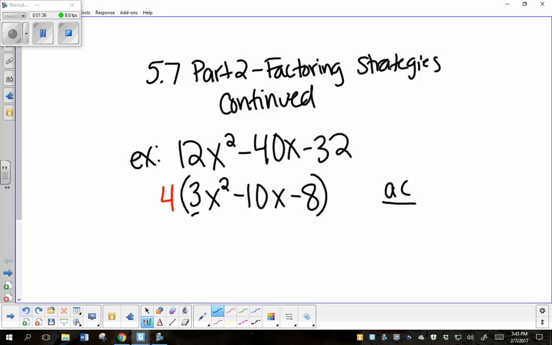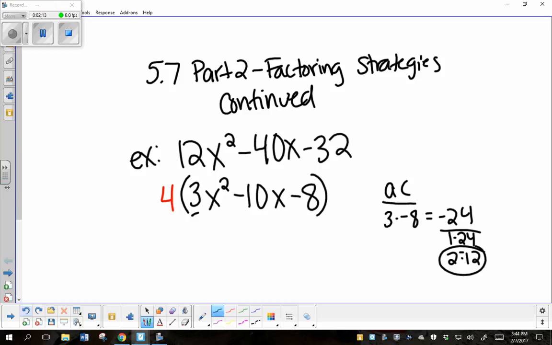So we're going to do a times c, 3 times negative 8, and that is negative 24. So I'm trying to find something that multiplies to negative 24 and adds to negative 10. So let's see, I can do 1 times 24, I can do 2 times 12. Ooh, 2 and 12 seem like they might be able to get me negative 10. Since I'm trying to multiply to negative 24, one of these two numbers has to be negative, either the 2 or the 12. Since I'm adding up to negative 10, I know the bigger number needs to be negative. So 2 and negative 12 are my two numbers I'm going to use.